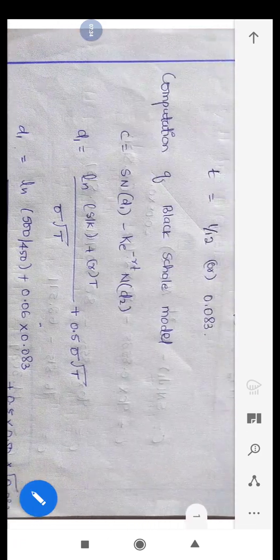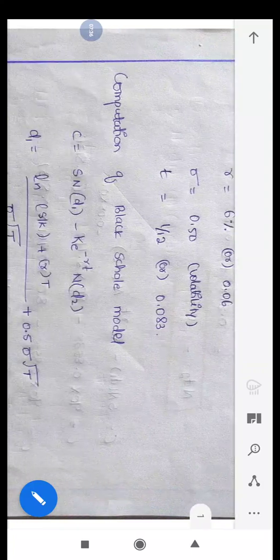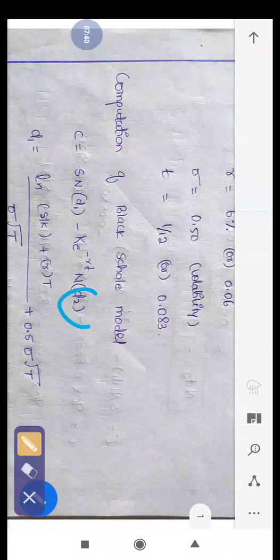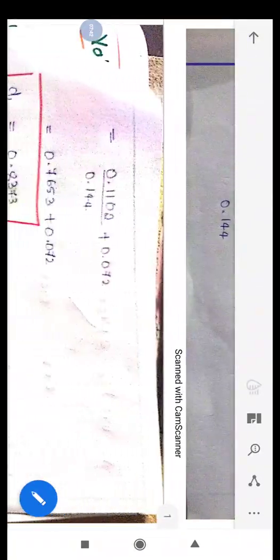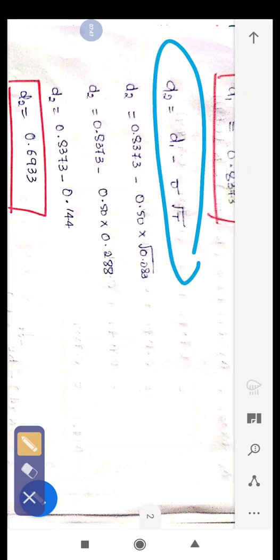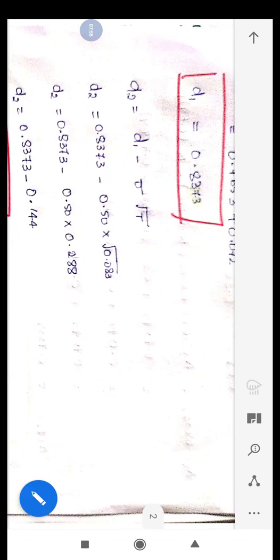If we see the formula, again we have to calculate another value, that is D2. So what is the formula for calculating D2? The formula for calculating D2 is simple: D1 minus standard deviation into square root of the time duration. So D2 equals D1, which we have calculated here, 0.8373, minus standard deviation, which is 0.50. Time duration is 1 month, that is 0.8083.